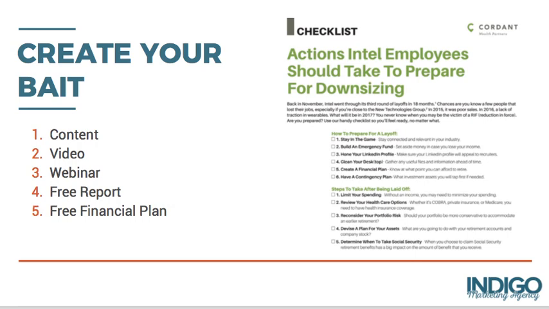So first, we're going to create your bait that addresses their most pressing need. This is an example from the Intel advisor that I spoke to you about. Actions Intel employees should take to prepare for downsizing. And so this could be anything from a checklist to a video, to a webinar, to a free report, or even maybe a free financial plan that you want to offer everyone who works at a certain employer. So the sky's the limit with creating the type of content.